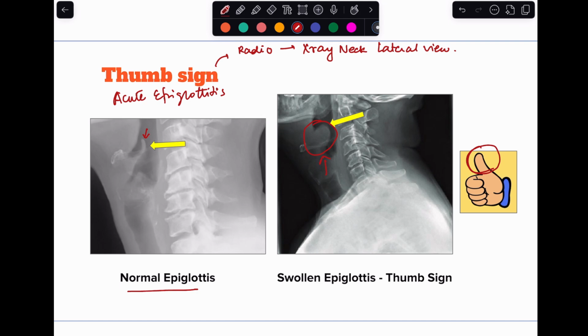So now let's talk about a few MCQ questions related to epiglottitis. Now we know that in croup, I said the most common organism is parainfluenza. Here the causative organism is Haemophilus influenzae type B. And the most dangerous complication of acute epiglottitis is a sudden airway obstruction. Therefore, we need to remember something very important when we are clinically examining such cases.